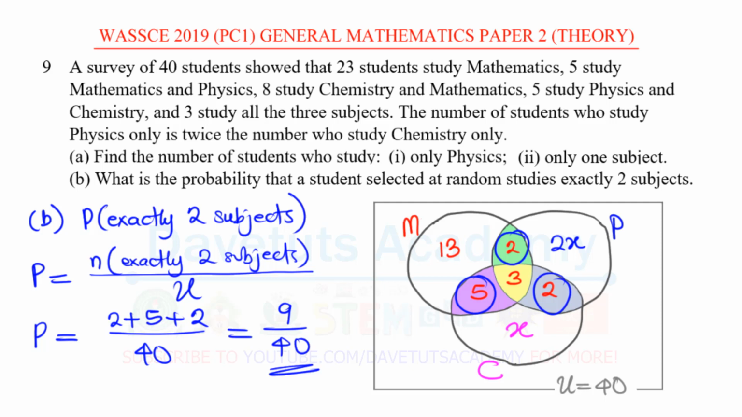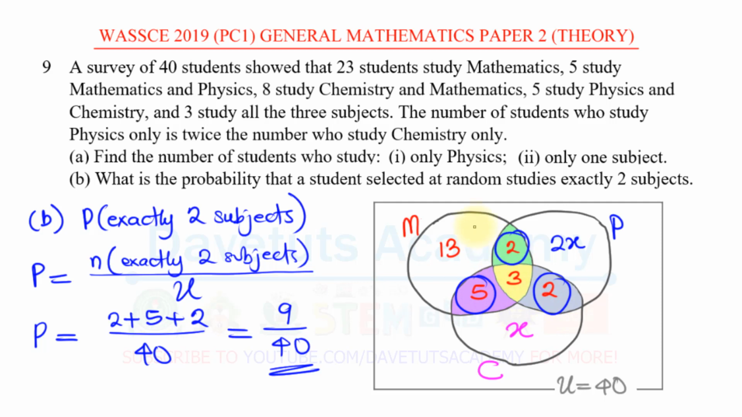What we just need to note is that here they're asking us exactly 2 subjects. So it's not going to have any other overlap. It's not going to be within the region of those that study only 1 subject. It's not going to be part of those that study all the 3 subjects. It's only those that are highlighted here in blue, those that studied exactly 2 subjects.